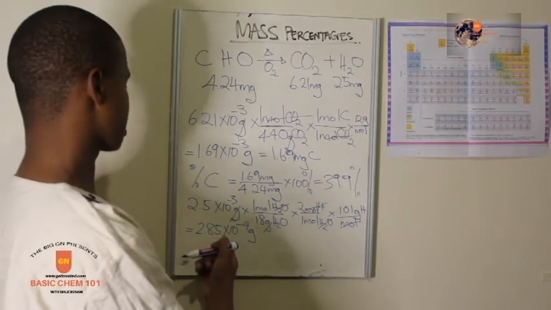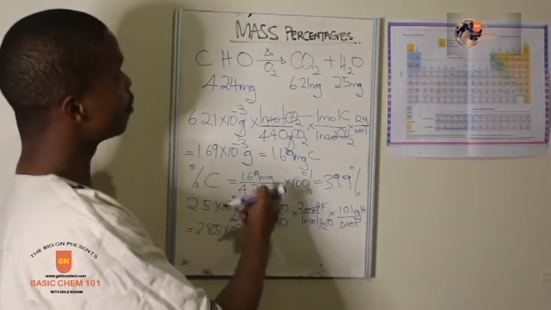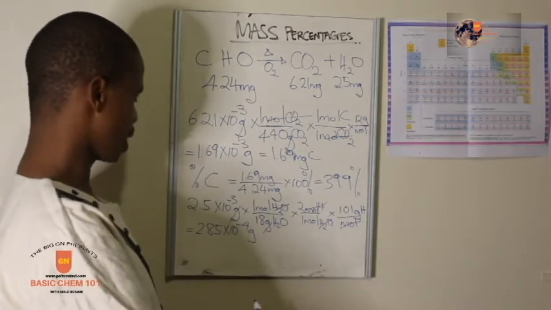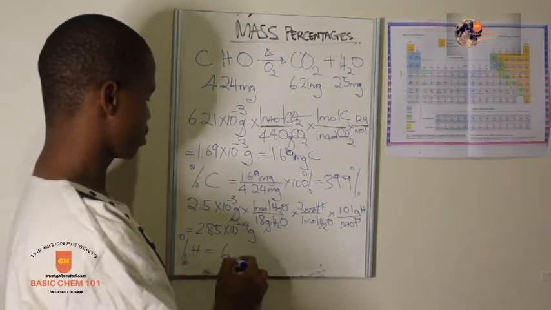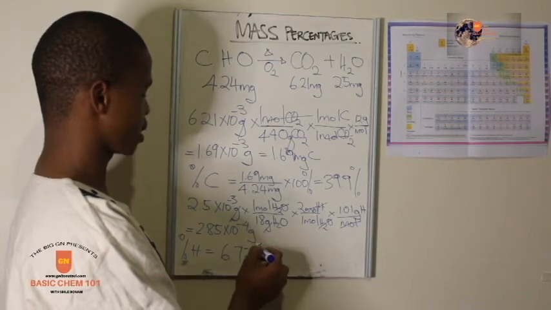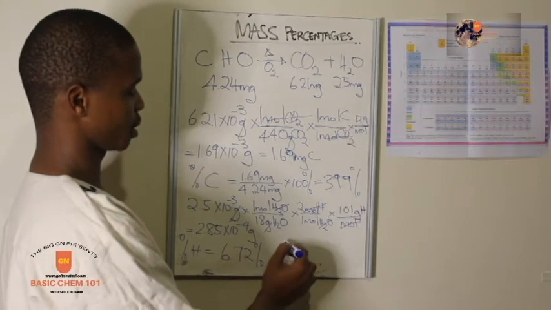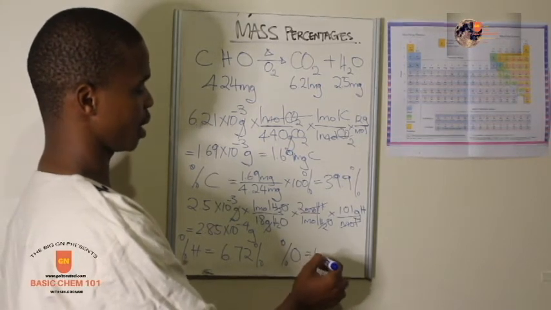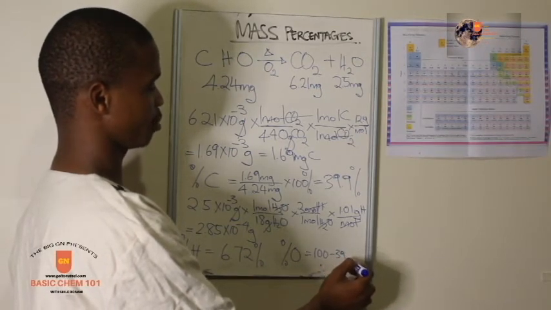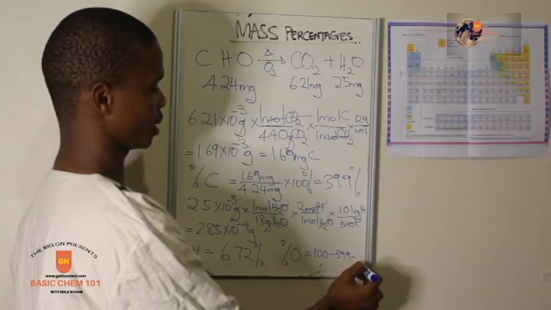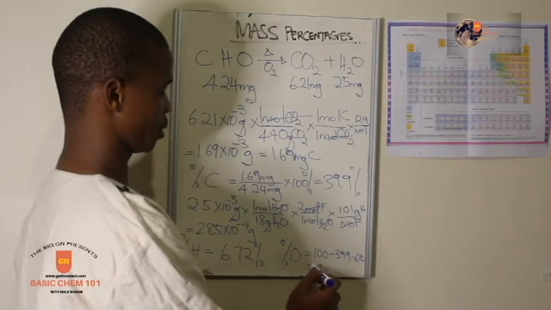Then once you have your mass of hydrogen, you can divide it by the mass of your whole compound. Multiply by 100, you get your mass percent of hydrogen, 6.72%. Now for oxygen, the mass percent of oxygen would be 100 minus 39.9 minus 6.72. You get your answer.